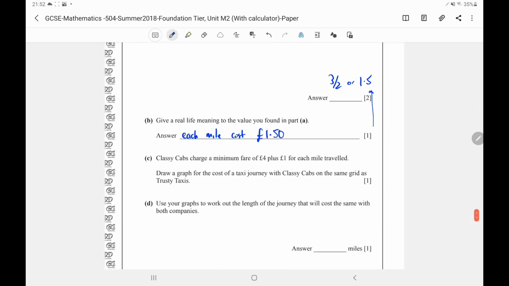Classic cabs charge a minimum fare of £4 plus £1 for each mile travelled. So we're going to draw a graph. Remember what I said: even if you get in and back out of the taxi without going anywhere, you're going to have to spend a certain amount of money. Our graph starts at £4. Every mile that we go further, we increase it by £1. So let's go up here.